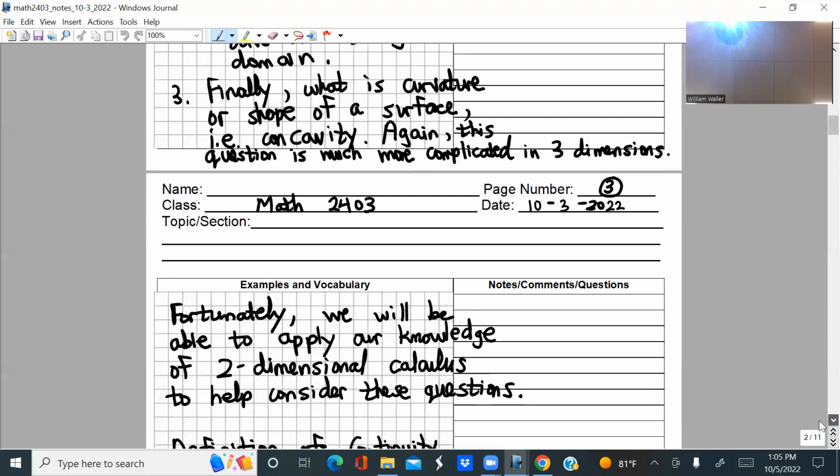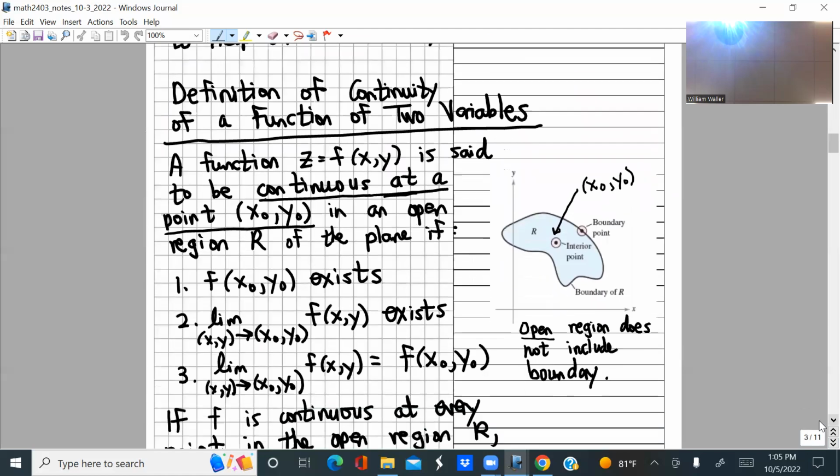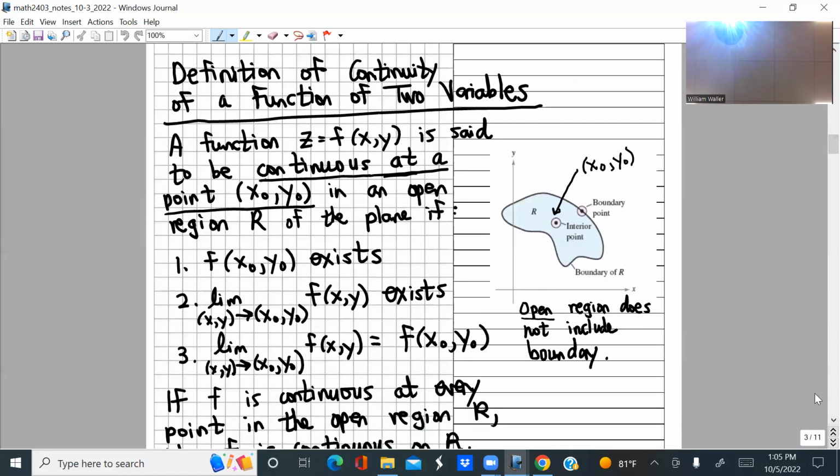So the first thing we want to take up is continuity. What does it mean technically for a function of two variables to be continuous? We described it informally: you're not going to have any holes or breaks in the surface. That makes it continuous. But a hole or break is an informal term. So in a rigorous mathematical form, what does it mean for a function of two variables to be continuous?